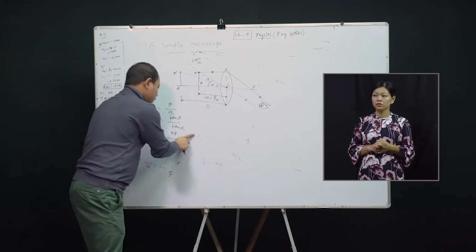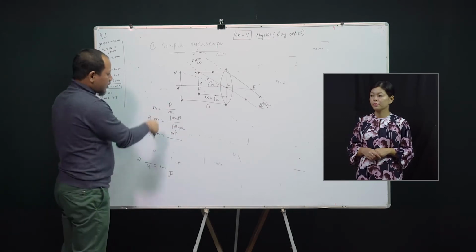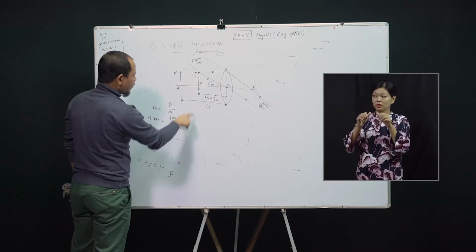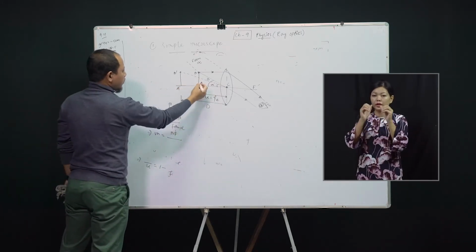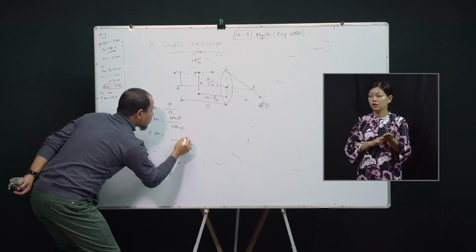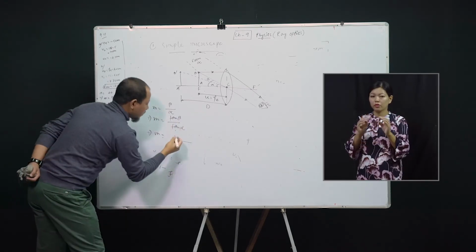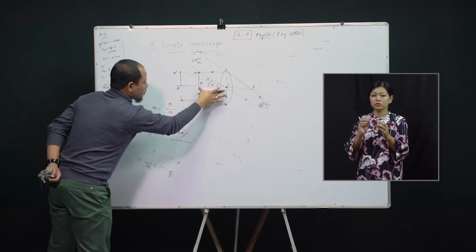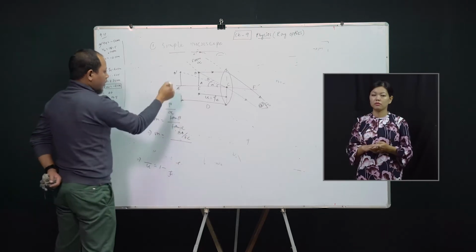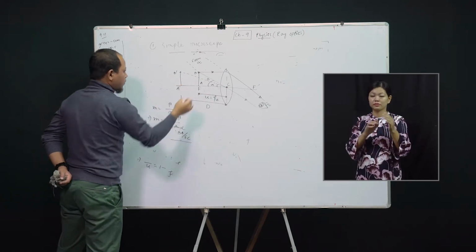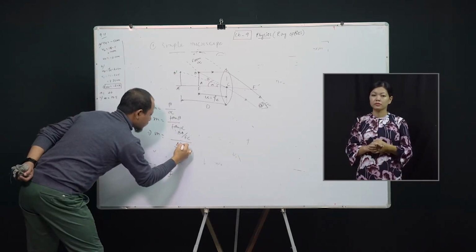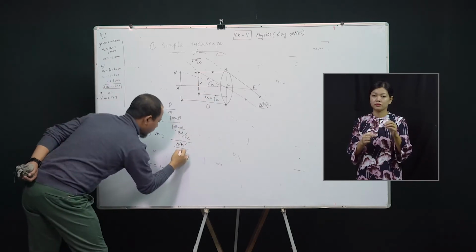For tan beta, we will consider the triangle BFC. From B, angle BFC, or you can say BAC, because we have placed the object at F. So BF, or you can say BA, divided by FC, or you can say AC. Again for tan alpha, let's assume the triangle A dash B dash C. From triangle A dash B dash C, perpendicular by base, that is A dash B dash divided by A dash C.